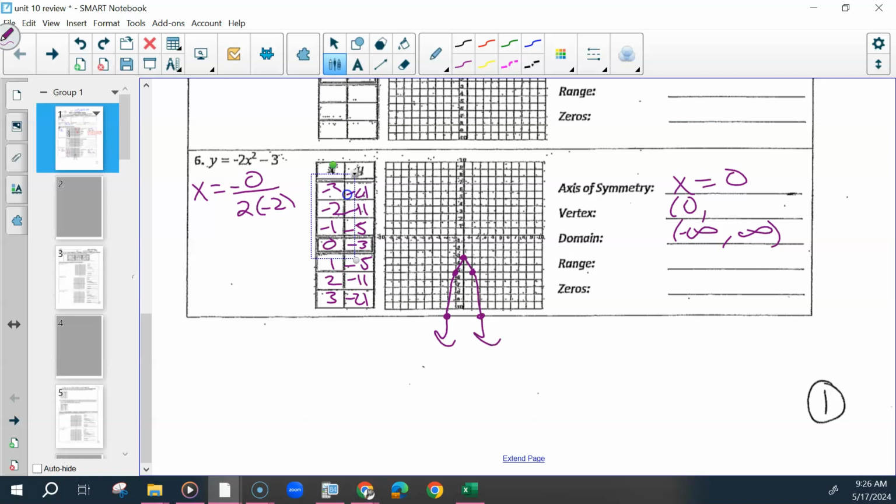So then your range, lowest to highest, it keeps going down. Where does it stop? -3. So that would be -infinity to -3, or everything less than or equal to -3.